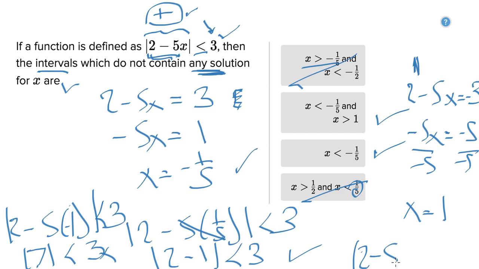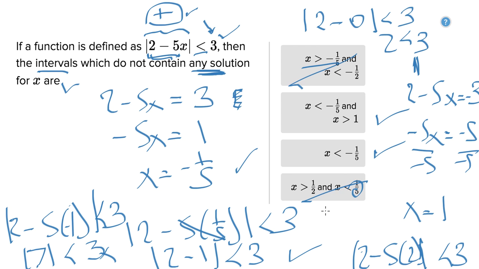2 minus 5 times 2, or 10, is less than 3. So 2 minus 10 is going to give me negative 8, and because of the absolute value, that's going to be a positive 8, and that is not less than 3. So something greater than 1 won't work. If you try something a little bit smaller, say 0, that's in between negative 1/5 and 1, that should work. Let's try that out. 2 minus 5 times 0 is 0, being less than 3. 2 is, in fact, less than 3. So it turns out answer choice B is correct here.